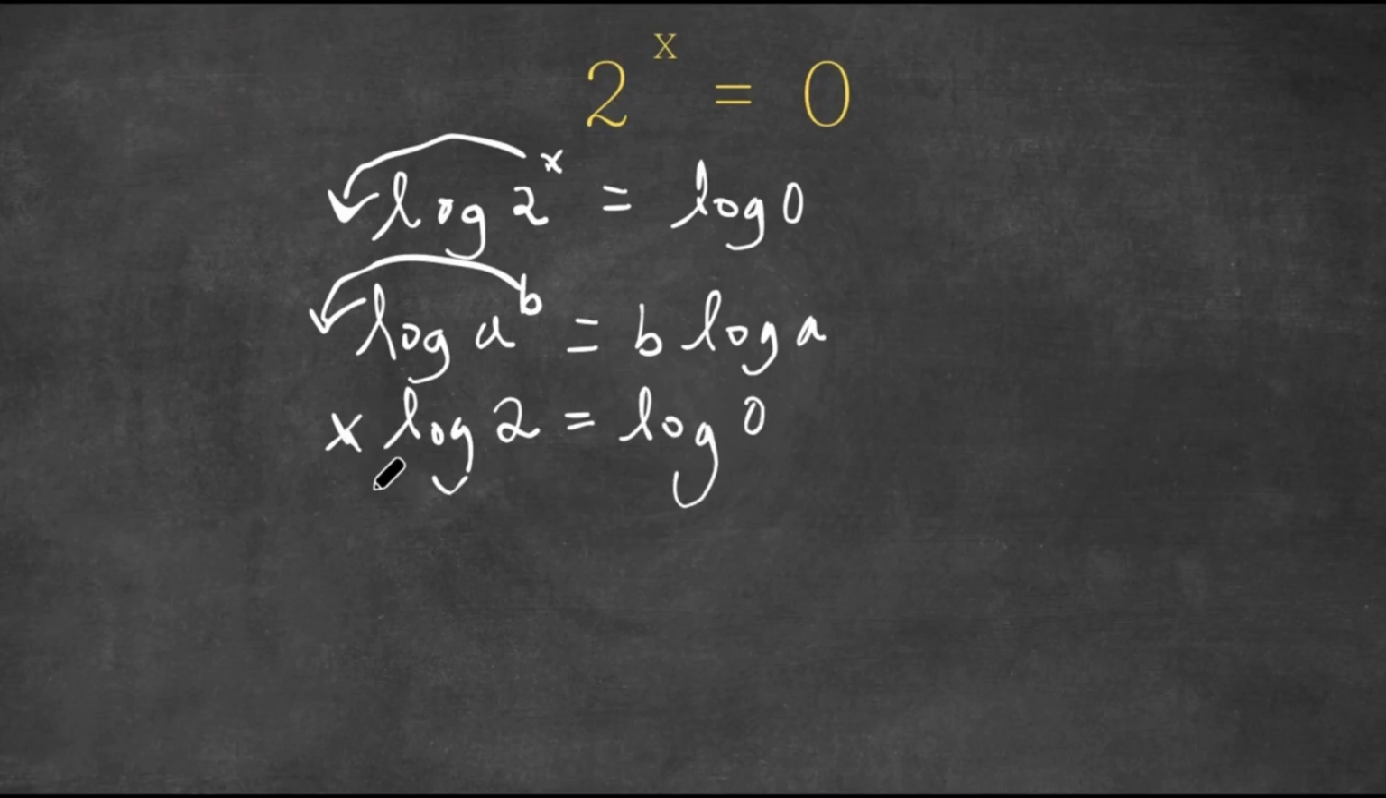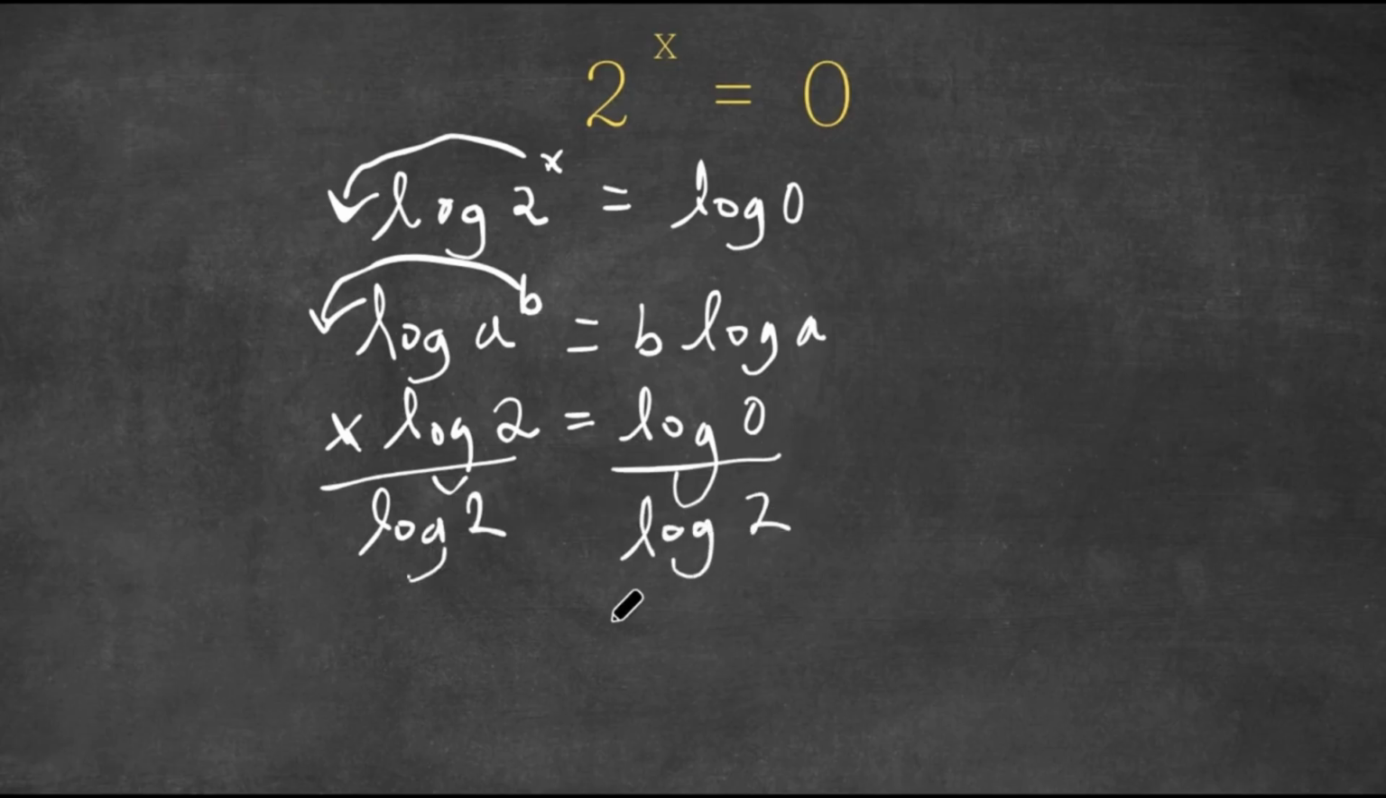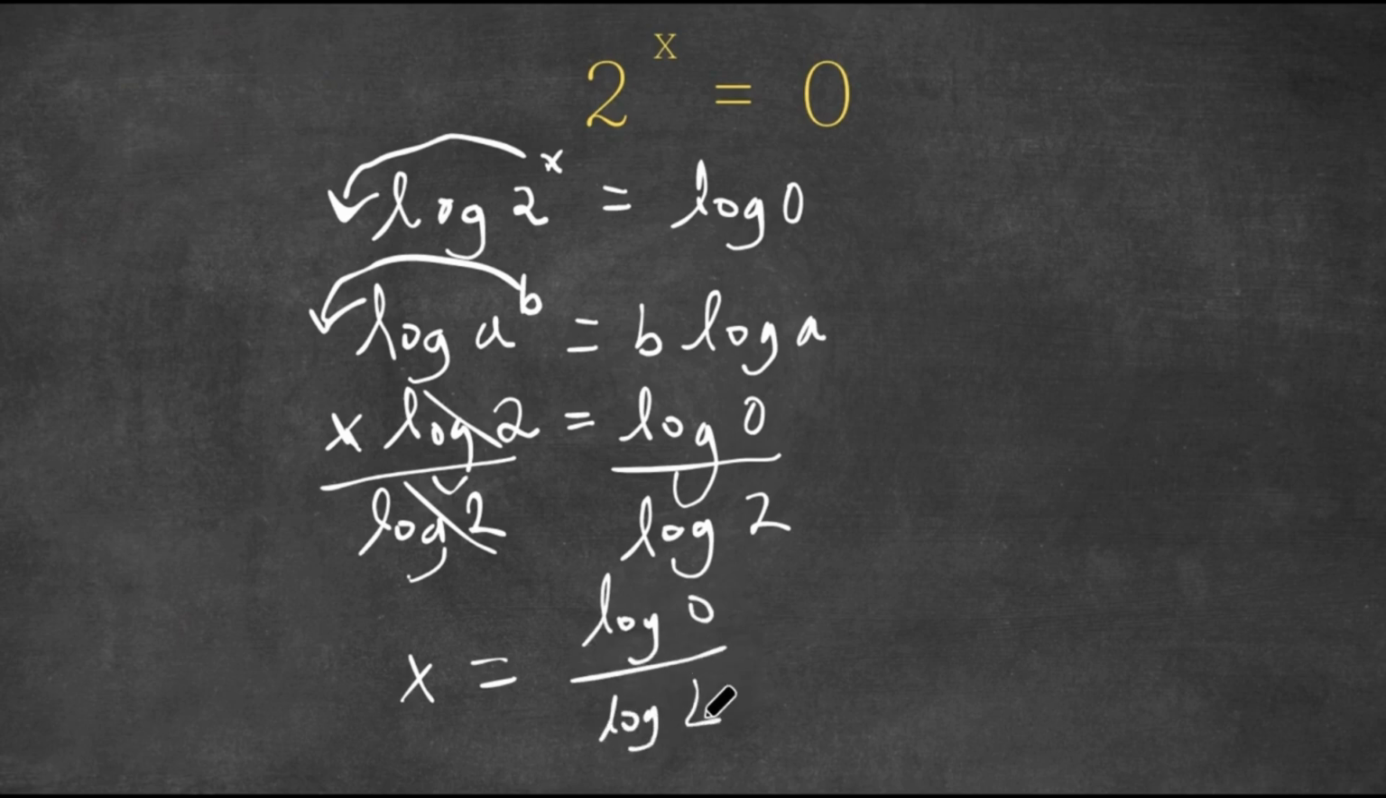Now we want to isolate x, obviously, so I'm going to divide both sides by log 2. So then these two cancel out, and I would have x is equal to log 0 over log 2.